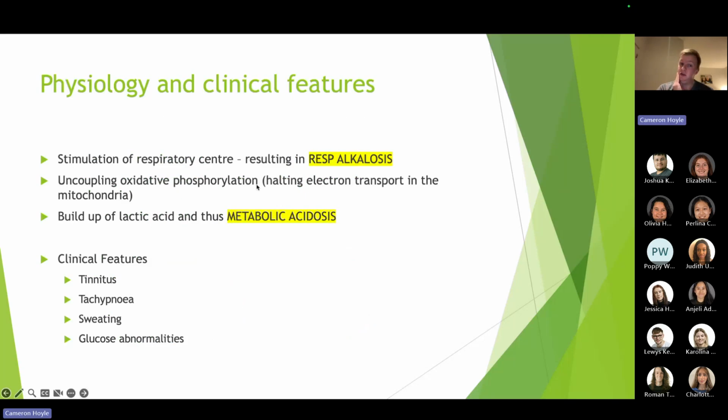So as I mentioned, you get this respiratory alkalosis and then this metabolic acidosis just due to a buildup of lactic acid. And you get the classic features of tinnitus, tachypnea, sweating. You get some glucose abnormalities as well.